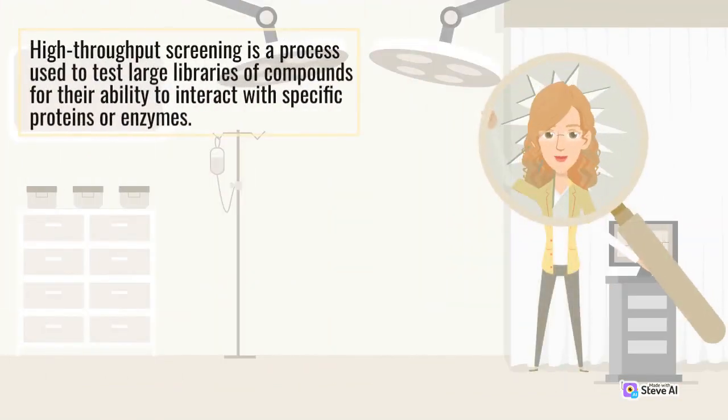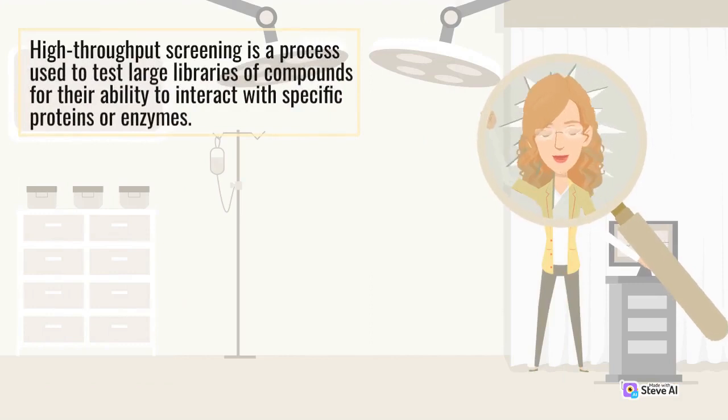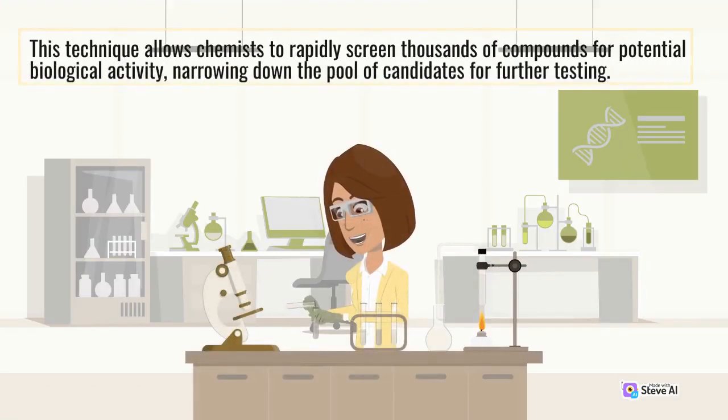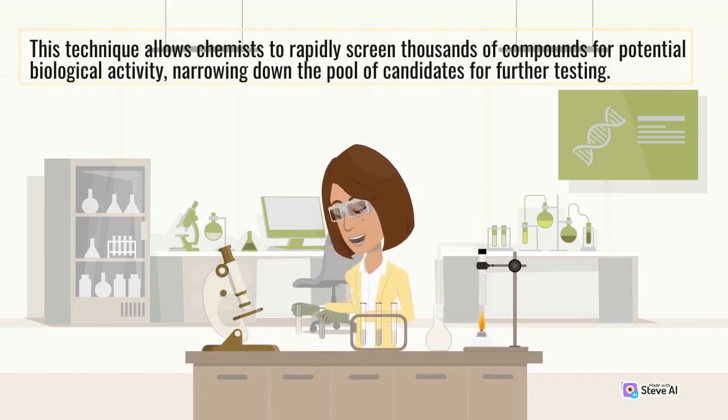High-throughput screening is a process used to test large libraries of compounds for their ability to interact with specific proteins or enzymes. This technique allows chemists to rapidly screen thousands of compounds for potential biological activity, narrowing down the pool of candidates for further testing.